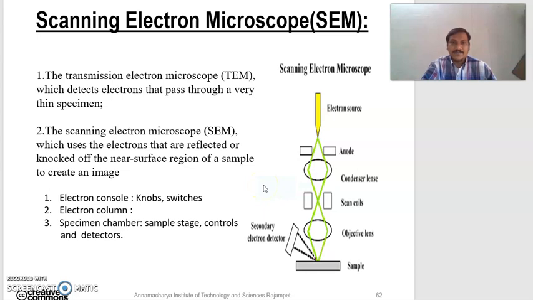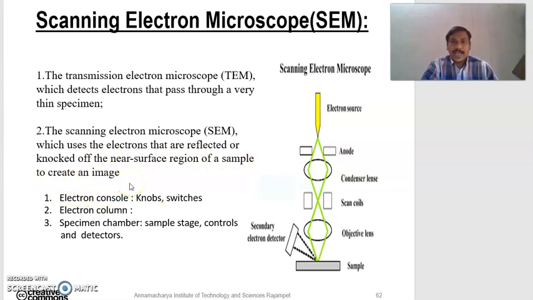Next we discuss the scanning electron microscope, SEM. So already we know two different types of characterization for surface morphology of materials. First one is TEM, the transmission electron microscope, which detects electrons that pass through a very thin specimen. Second one is the scanning electron microscope, which uses the electrons that are reflected or knocked off the near surface region of the sample to create an image.